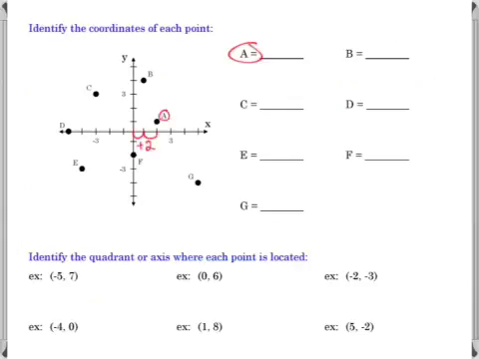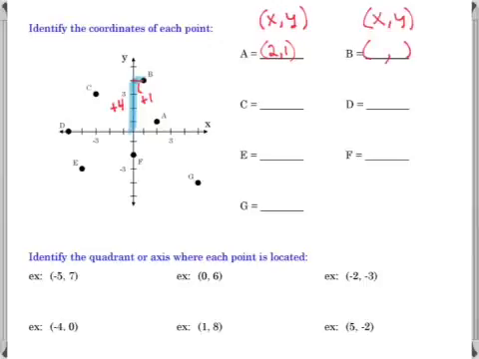So I want to identify the coordinates. Well, I find point A, and I see I go over 2, and then I go up 1. That means for my ordered pair x, y, I go over 2 for the x value and up 1 for the y coordinate. So that's the point 2, 1. If I look at point B, I go up 4 and then over 1. So my x value is 1, my y value is 4.